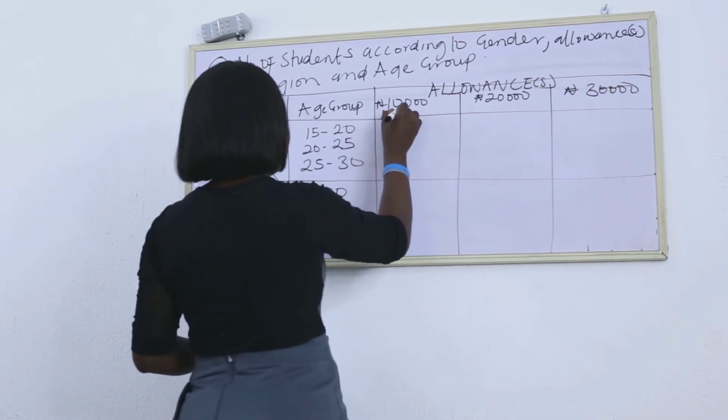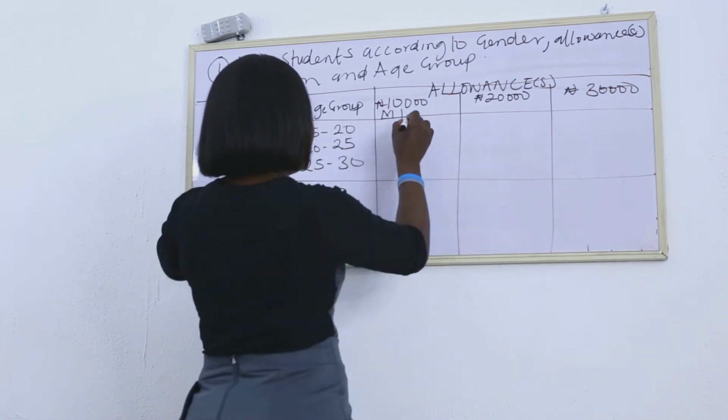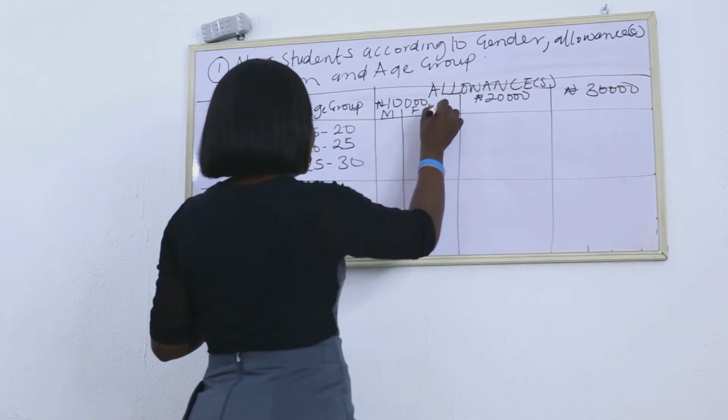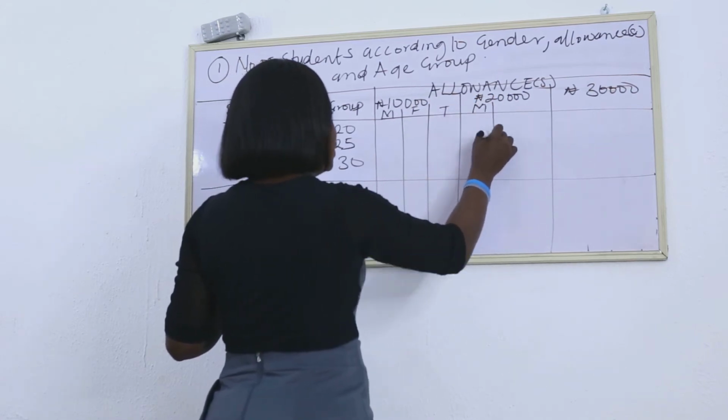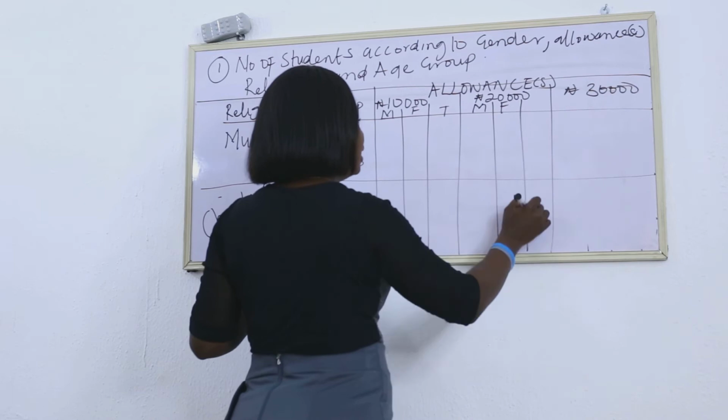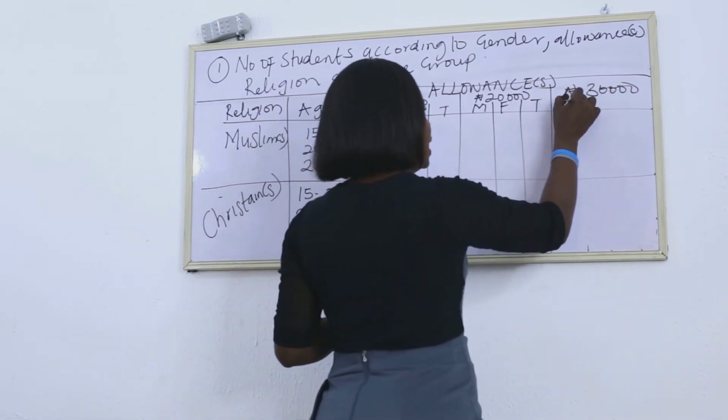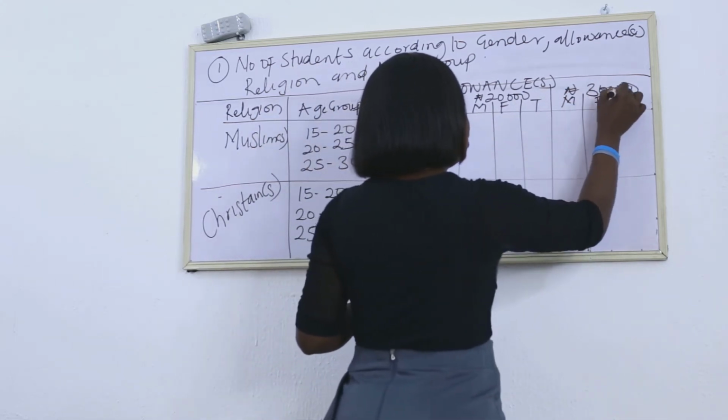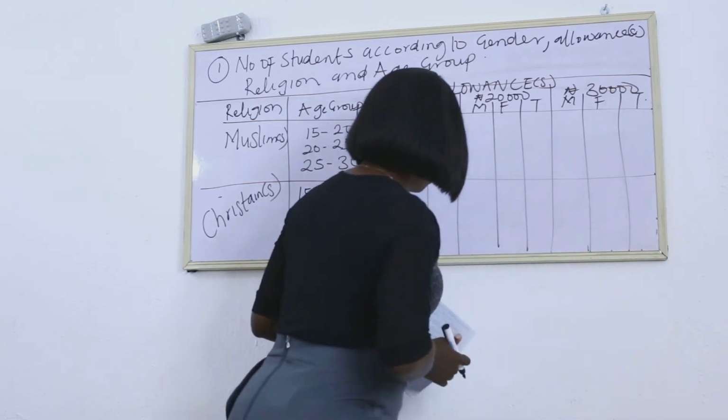The first one is male. M represents male, F represents female, and then the total. M male, female, then the total.